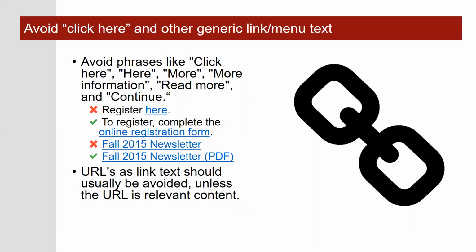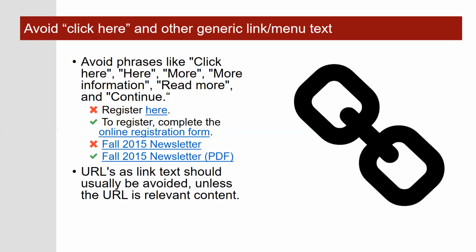You should also alert the user when the link leads to a non-HTML resource like a PDF, Word, or PowerPoint file. You can do this by indicating the format of the content you're linking to in parentheses. You just want to make sure whatever parenthetical information you include, in this case PDF, is part of the actual link and not just unlinked text immediately following it.